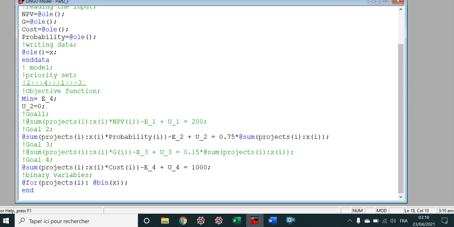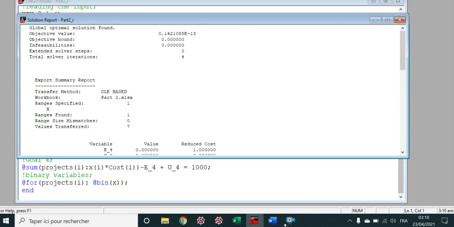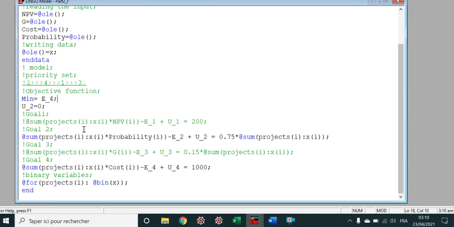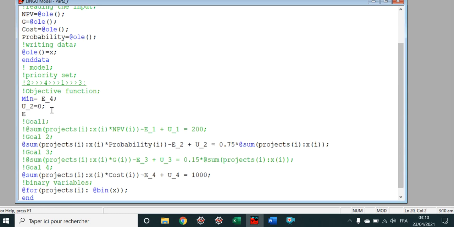We solve the problem again. So it's a very small number, so we can consider it to be 0. It's even stated that it is 0 here. So we add another hard constraint, E4 equal to 0.